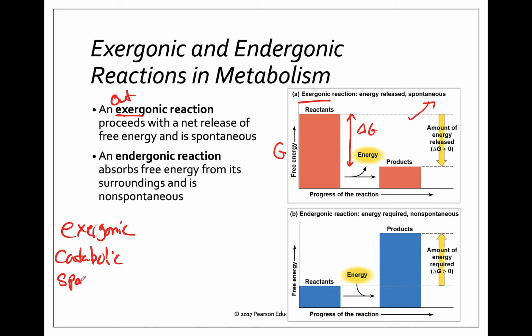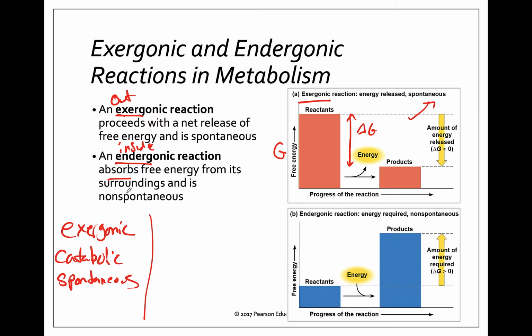and spontaneous. Endo means inside. This means that the energy is going to have to be added in. So an endergonic reaction is going to absorb energy. So this is going to be absorbing energy in the form of sunlight or energy in the form of ATP.